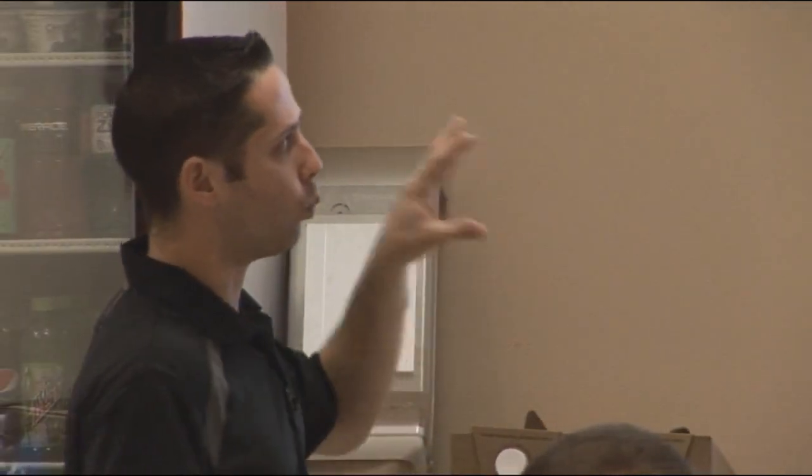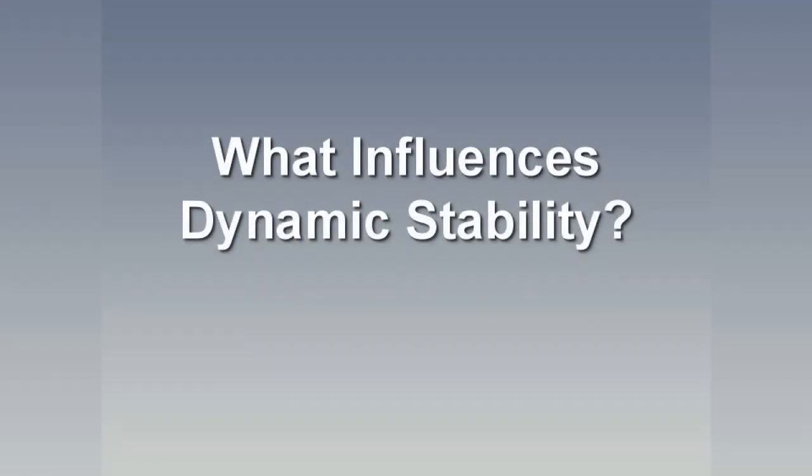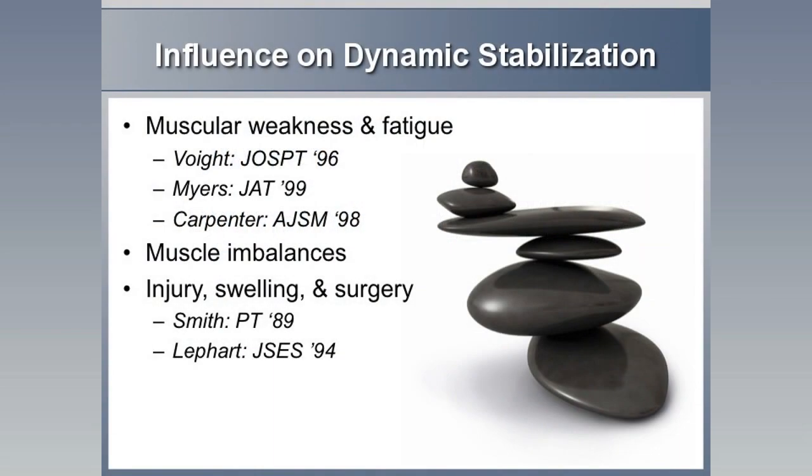So that's a little bit about what creates dynamic stability. Now, what influences dynamic stability? Because this is really going to be what we do to fix it, or to enhance it. There's a bunch of things that influence dynamic stability. Weakness. So again, looking at Janda's cross syndrome, if you have weakness in one particular area, that's going to cause an issue with dynamic stabilization because that muscle can't do its job as well as it wants to.